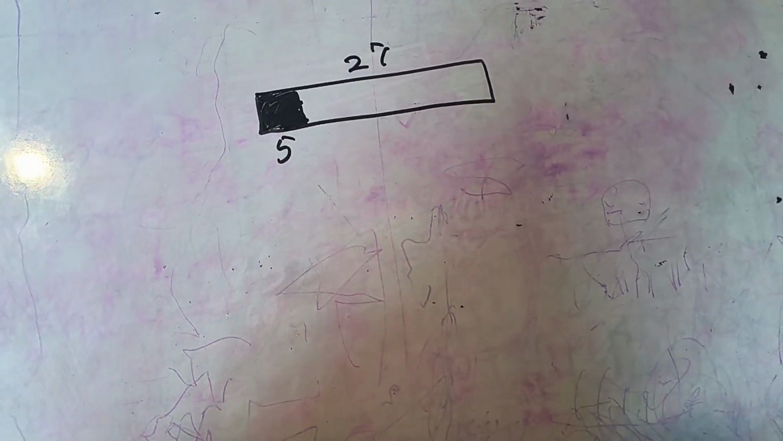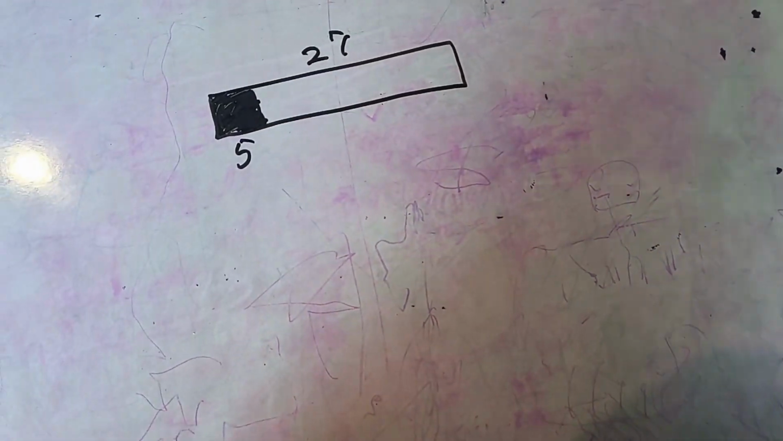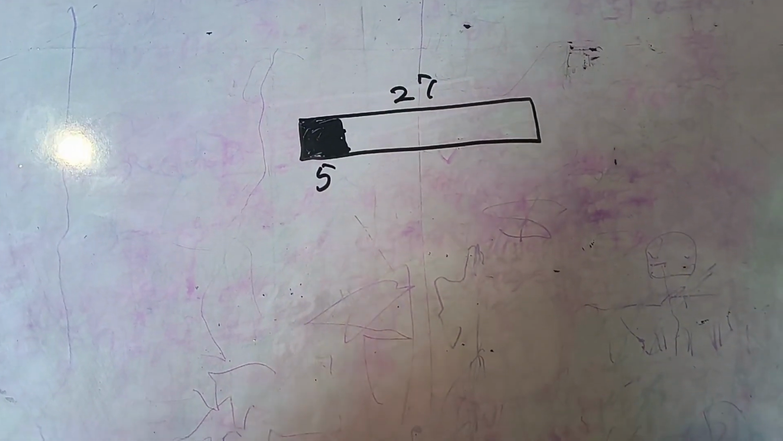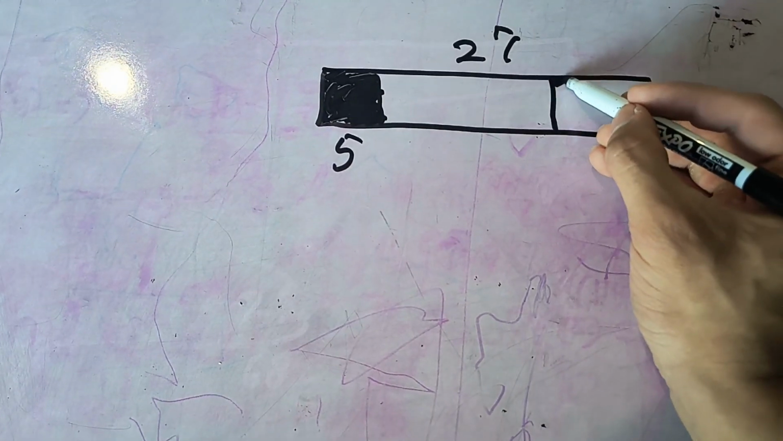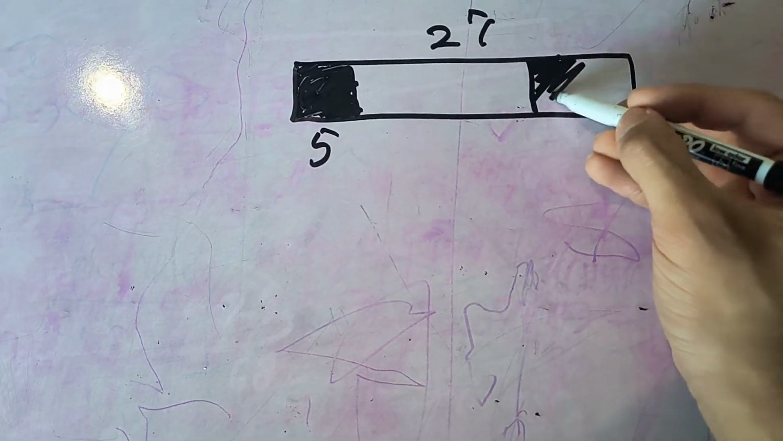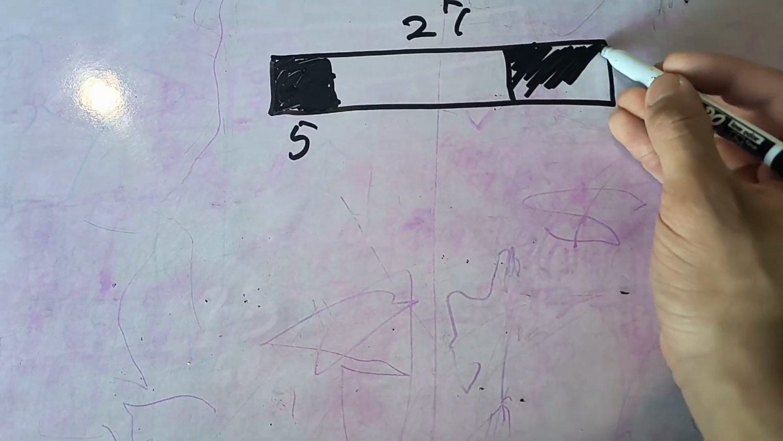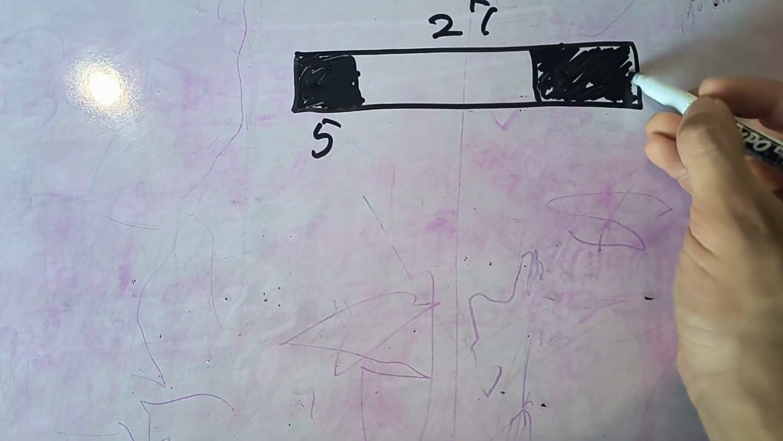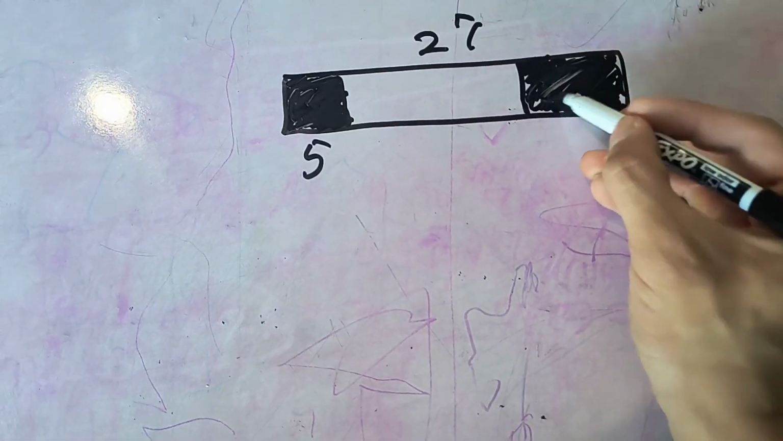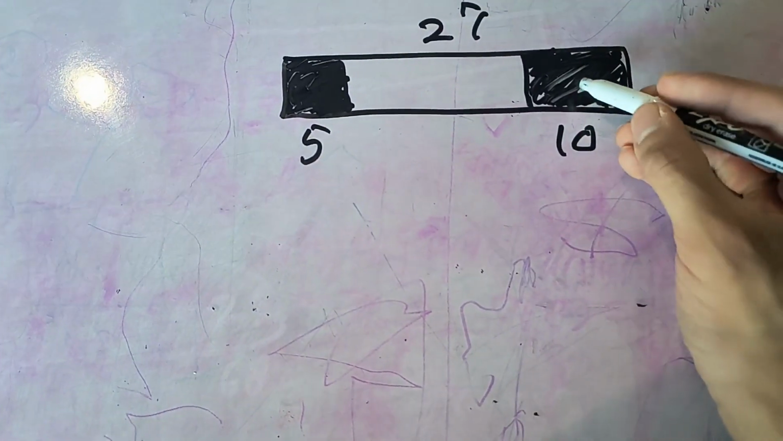And then let's say that another zoo comes in and takes 10 gorillas. I'm going to say this is equal to 10. We shaded in another part. We shaded in 10. Okay? This part is equal to 10.